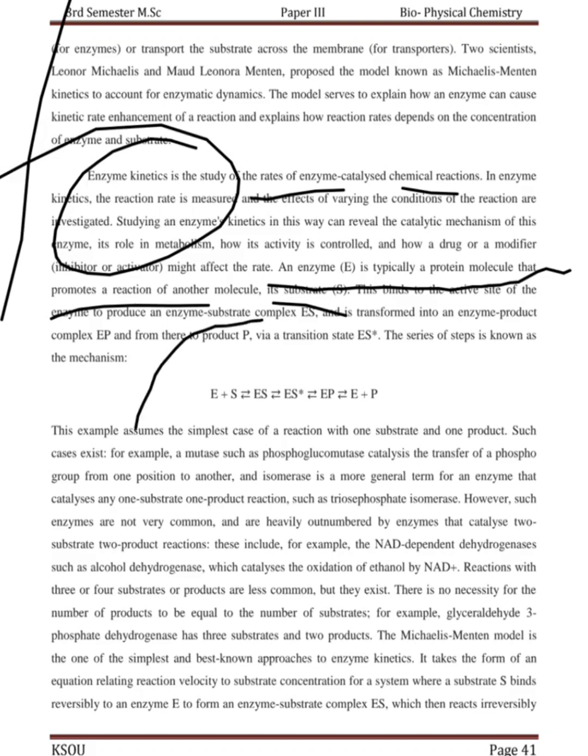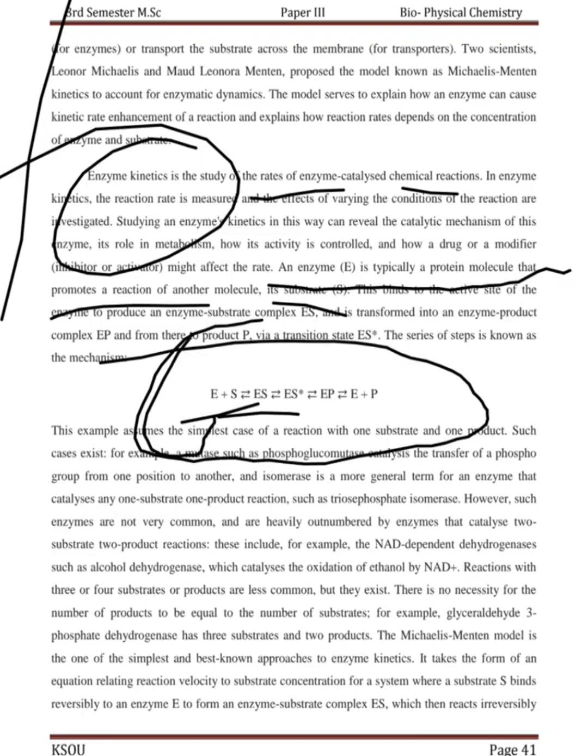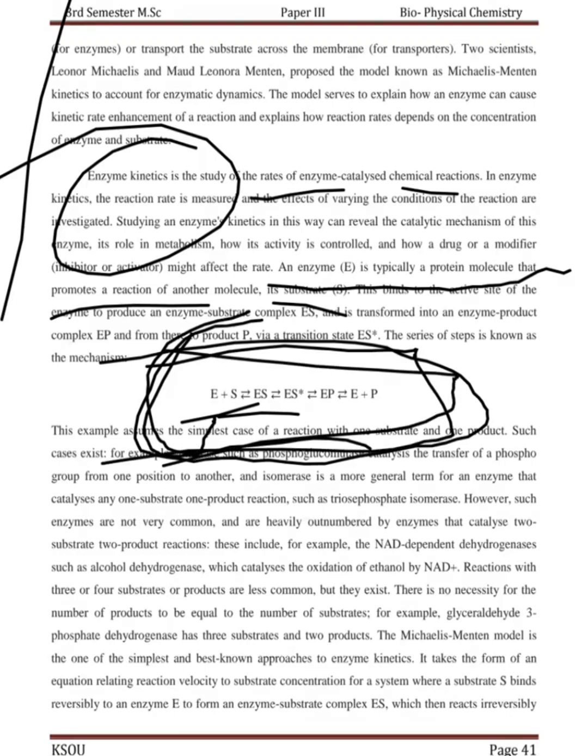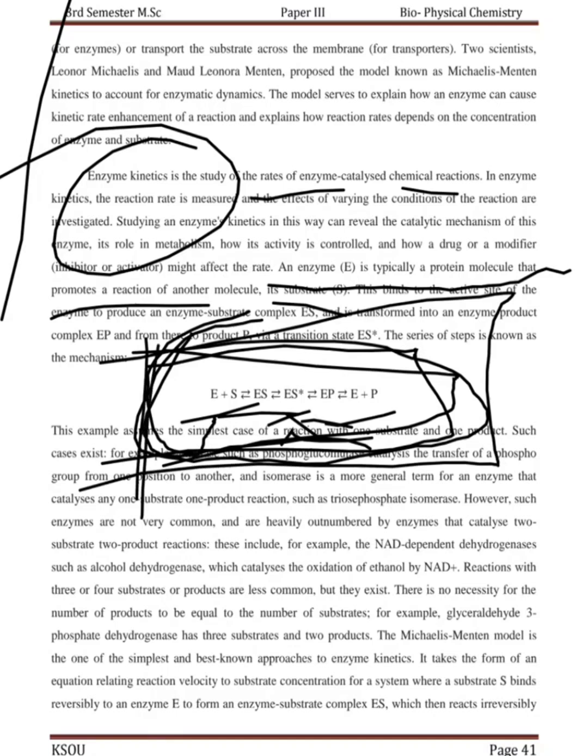For example, here they have taken E plus S, a reversible reaction forming ES. Enzyme plus substrate gives the enzyme substrate complex. Further, it forms an enzyme substrate intermediate, ES star, and further forms the product: enzyme plus product, and then the enzyme and the product separate. So these are the steps of the reaction.